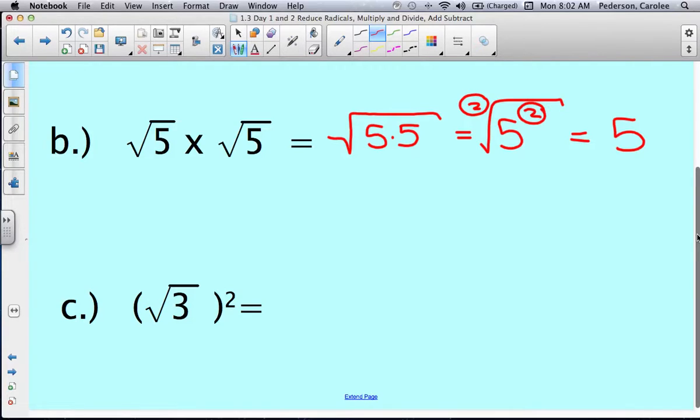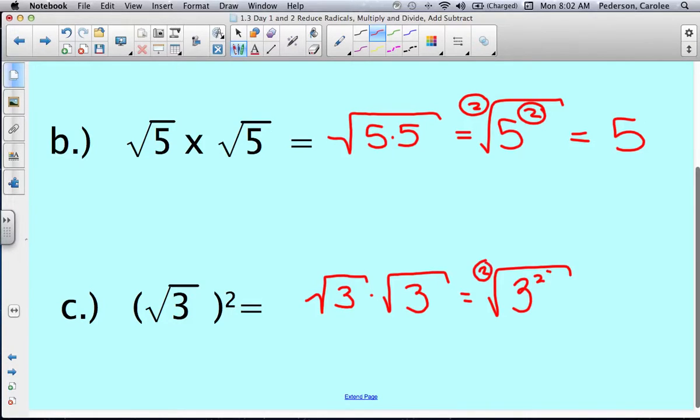Very similar problem here. We have the square root of 3 times the square root of 3. If you look back at example B, that answer was 5. In this case, this should be 3. I'm just going to group them back together as 3 squared. Index and power match up. So our answer is 3.